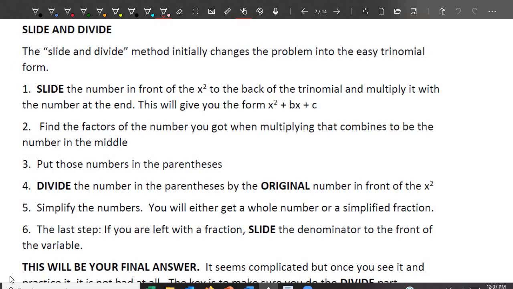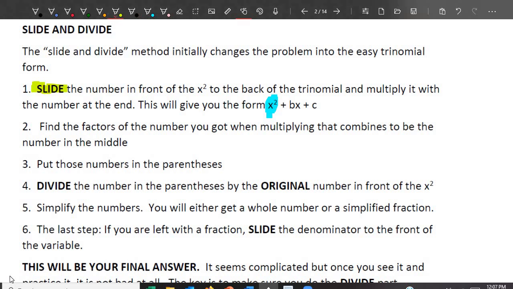Alright, so the slide and divide method is pretty easy once you get the hang of it. What you're going to do is slide the number in front of the x squared to the end and multiply it by the c at the end. So you will then have a trinomial with just an x squared in front. We're going to find the factors of the c that add up to be the number in the middle, just like with the easier trinomials. We're doing the same thing, putting those numbers in the parentheses.